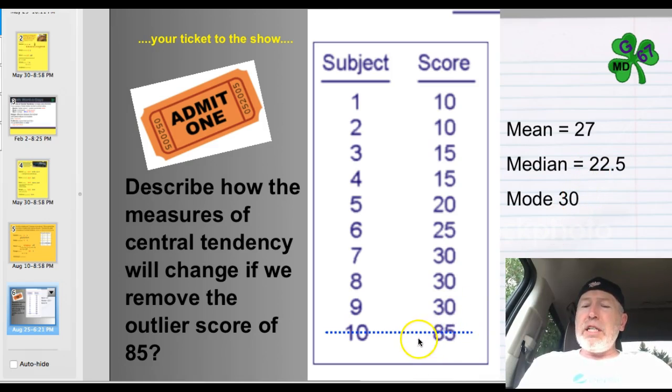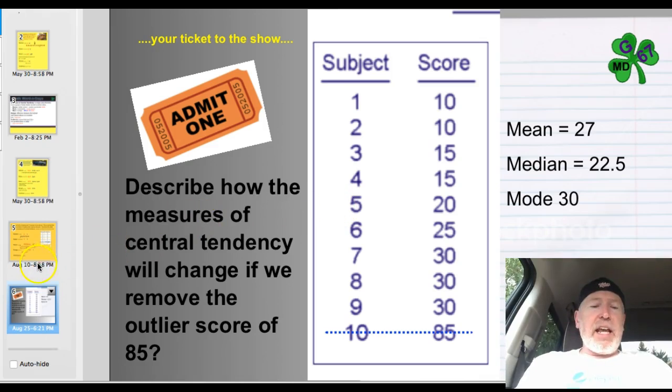Now, before you calculate it, I want you to predict what's going to happen to the mean with this value deleted. What's going to happen to the median, do you think? What do you think will happen to the mode? Go ahead and make those predictions. That's really the guts of this lesson. And then see if you can figure it out, see if you're right.